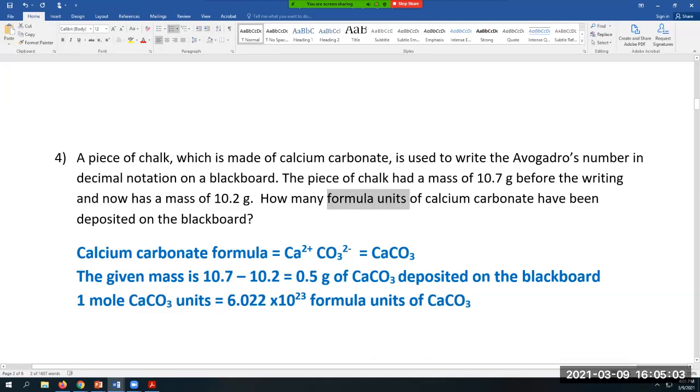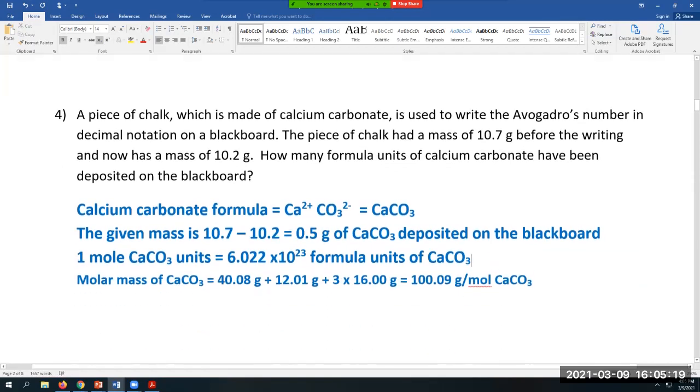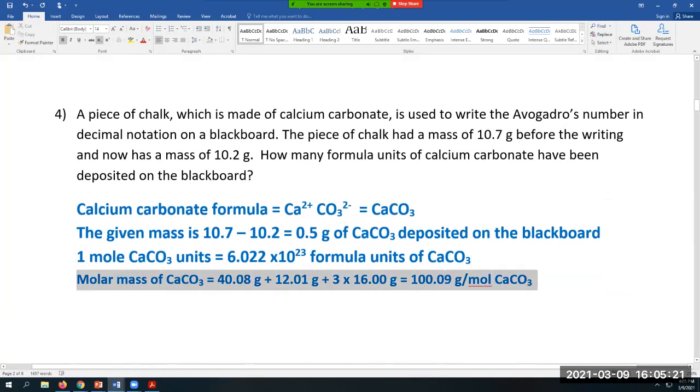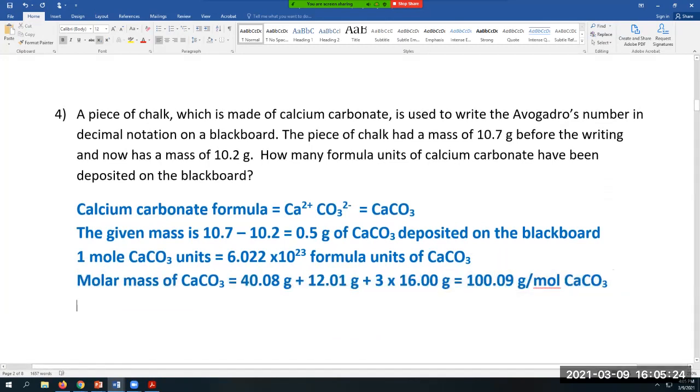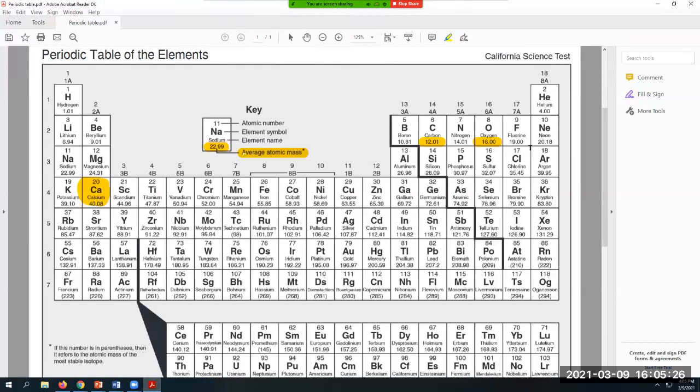However, it's related to moles, and you have grams. So that means you will need the molar mass of calcium carbonate to relate the grams to the moles. So we need the molar mass of calcium carbonate. And so for this, you take the mass of calcium. So let's look at the periodic table. It's 40.08 for calcium, 12.01 for carbon, and 16.00 for oxygen.